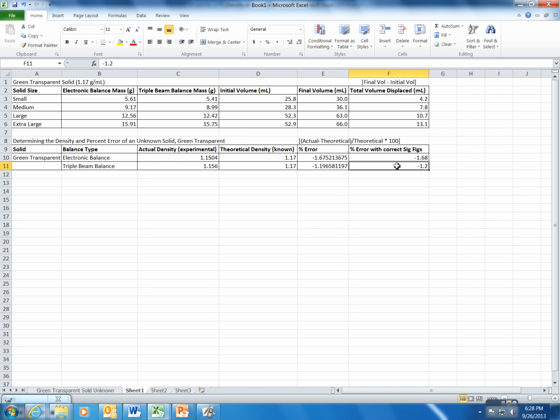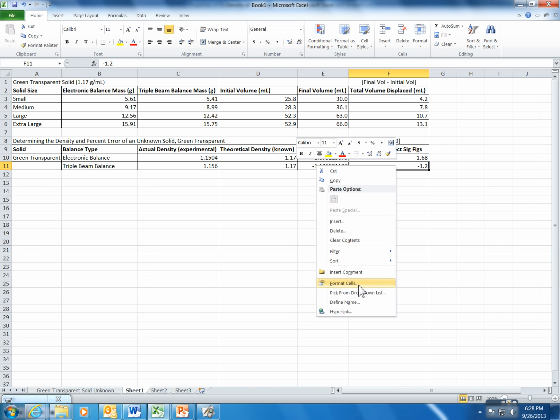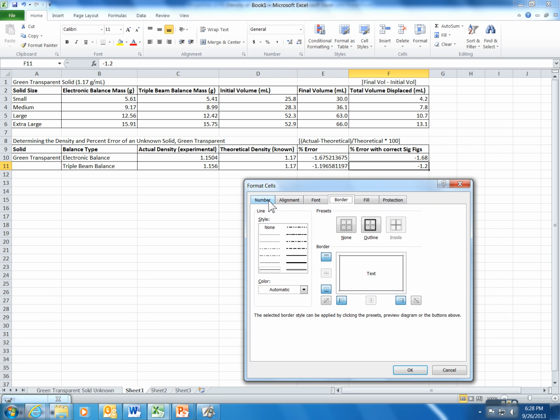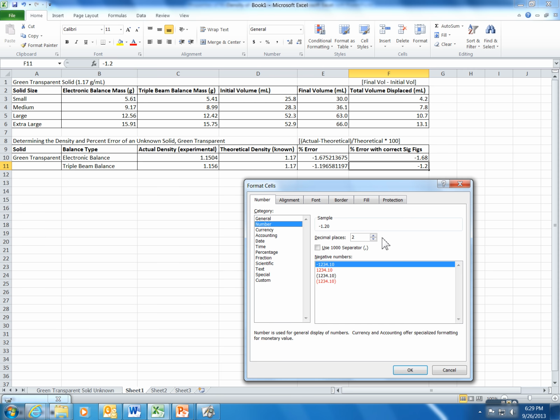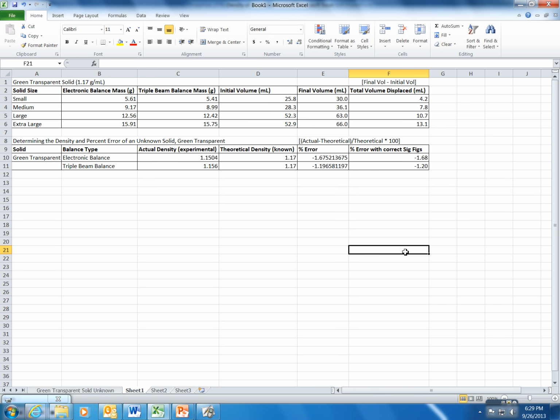I don't have a sig fig, so I need to correct that by right-clicking on the cell, saying Format Cell, going over to Number again, and saying 2 decimal places, okay, and getting, again, that 0. Because even though it was your intent to use the correct sig figs, Excel took that away from you, so you need to make sure that you use the correct sig figs, that Excel doesn't correct that for you.